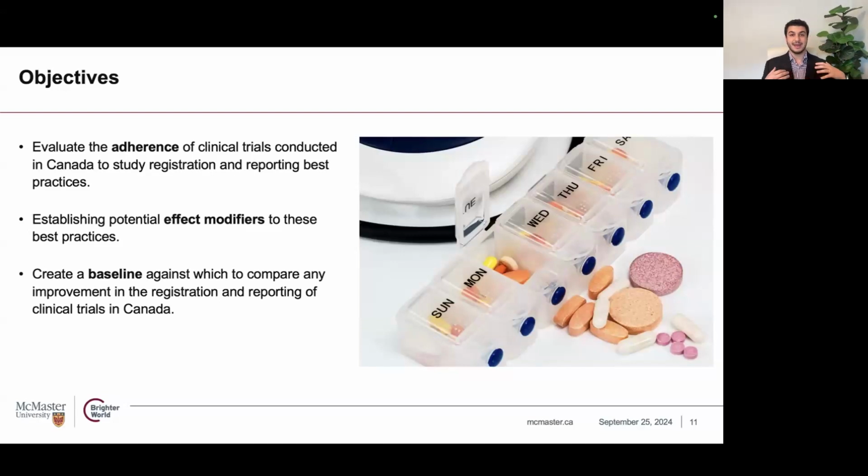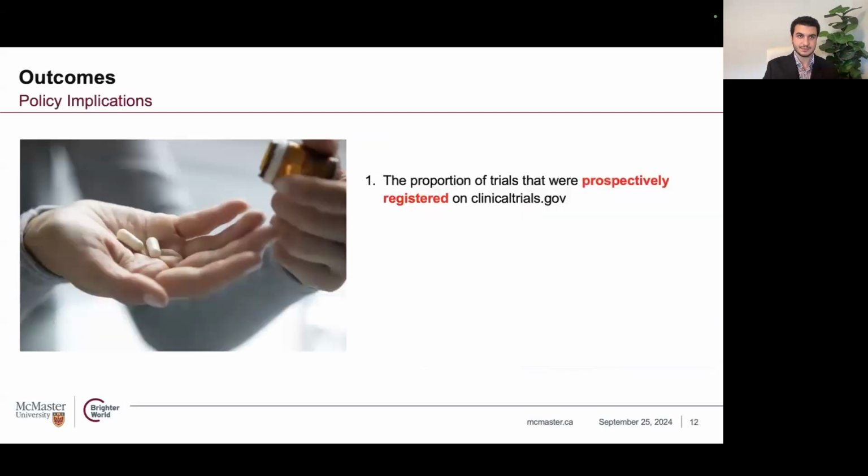So we analyzed every single trial on clinicaltrials.gov over the past decade. We'll go over the methodology shortly. And ultimately, over the next 5 to 10 years, anyone could repeat our methodology in any country with their own parameters, and they'd be able to compare their results to ours.